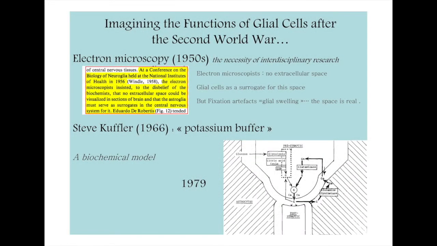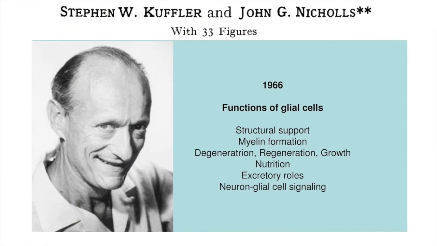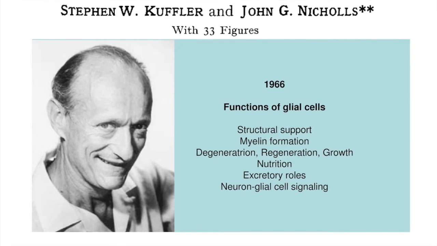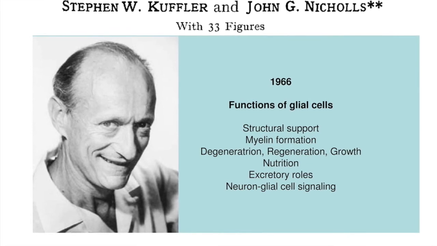After World War II and the rise of modern biology and early neuroscience, electron microscopy showed that the extracellular space between neurons was entirely filled with glial cells, thus seen as responsible for homeostasis of the extracellular space. But this was due largely to an artifact, the glial cell swelling masking the extracellular space. Also, electrophysiologist Steve Kuffler established a theory where glial cells were responsible for potassium buffer homeostasis, thereby controlling neuronal excitability.